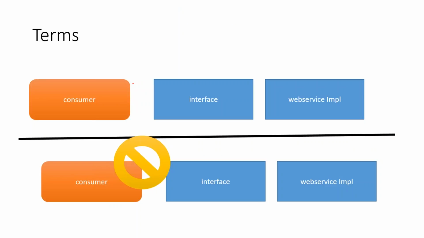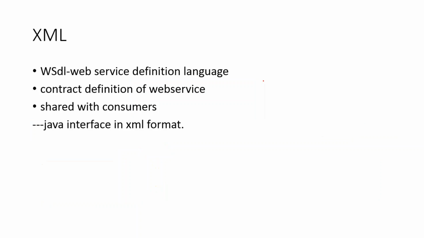Now, the terms we have are consumer, interface, and the web service implementation. Consumer is the end user who will make use of the service, and we publish the interface using the web service implementation. So you have the consumer, then you provide an interface, and then you provide the implementation for the web service.